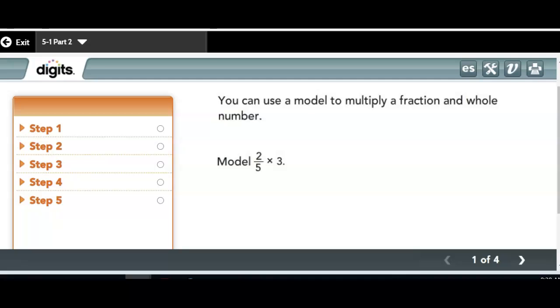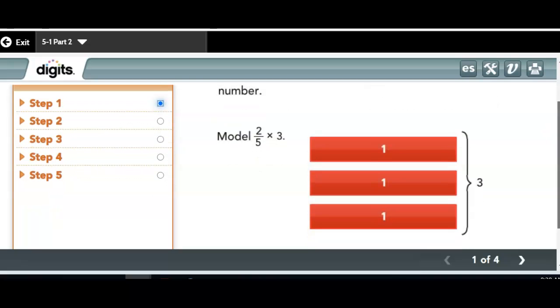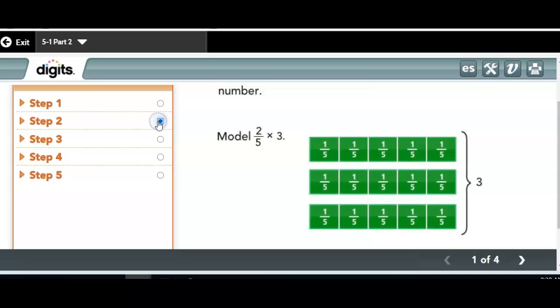Okay, let's go ahead, I just want you to follow along up here on the board. It is not on your guided notes. You can model and multiply a fraction and a whole number. To model 2/5 times 3, step number 1 is you're going to create three wholes, right? So 1 whole, 2 wholes, 3 wholes. Step number 2 is you're going to break each whole into fifths. So we still have 3 wholes here. This is 1/5, 2/5, 3/5, 4/5, 5/5. 5/5 is 1 whole.